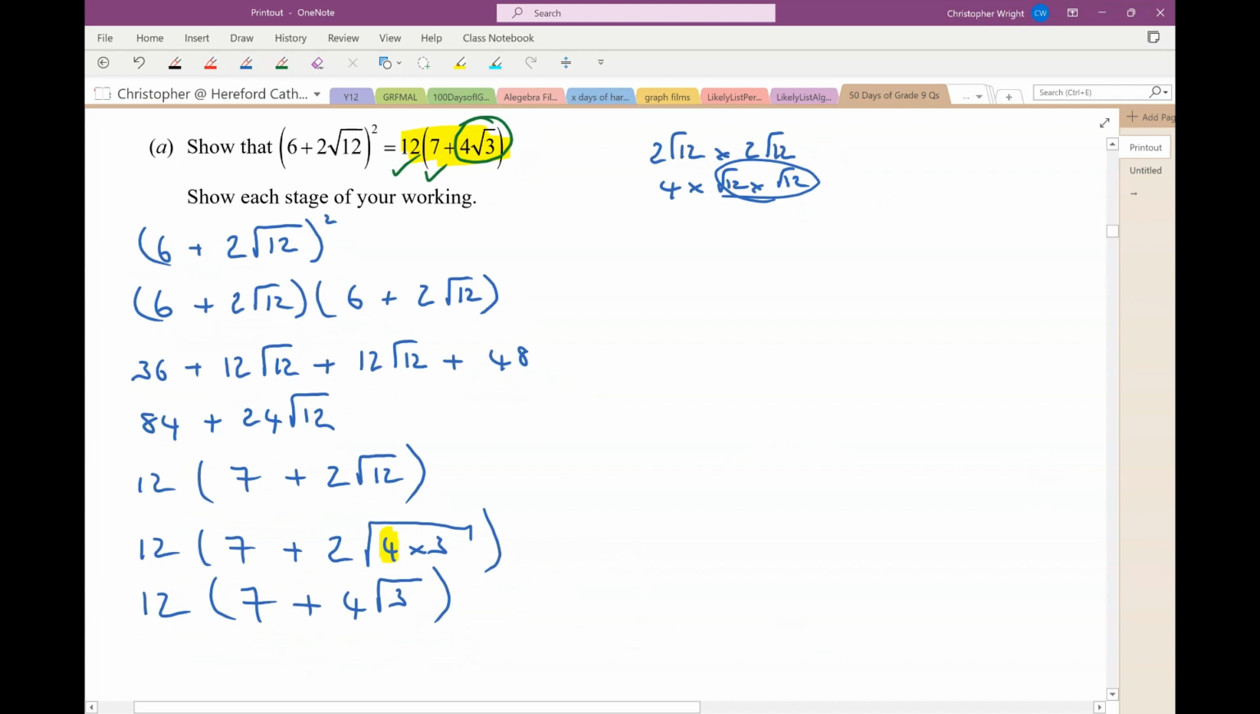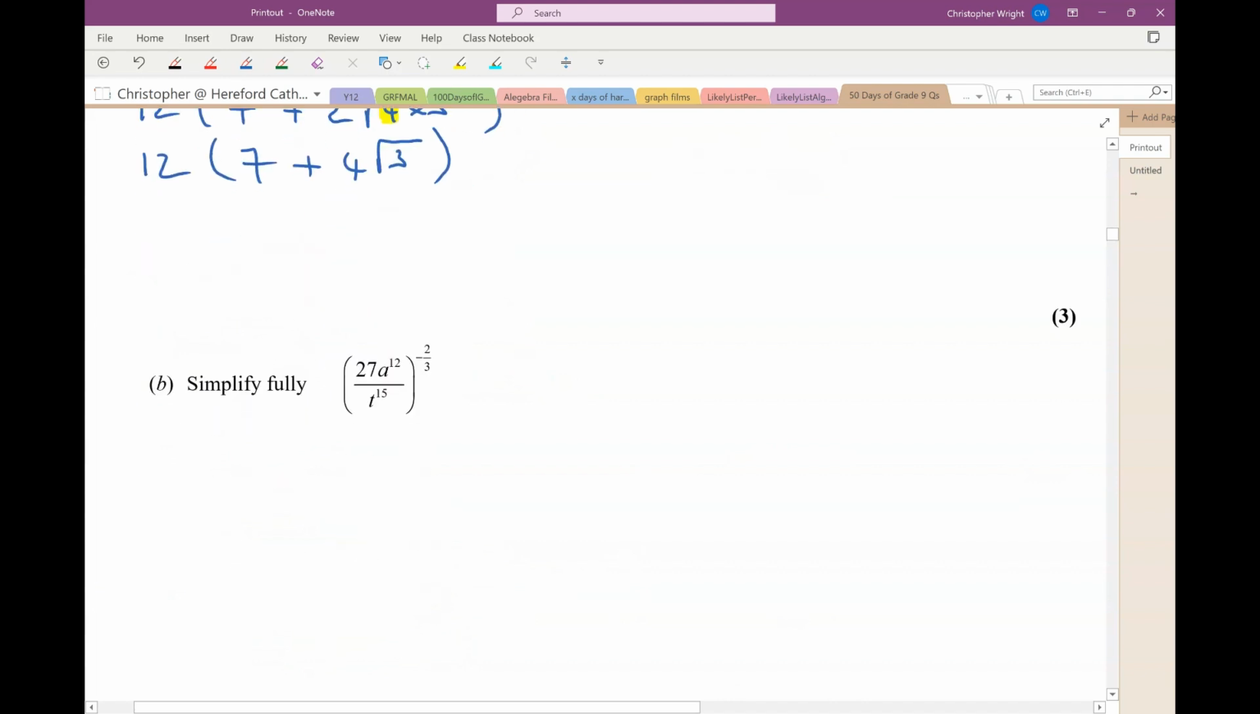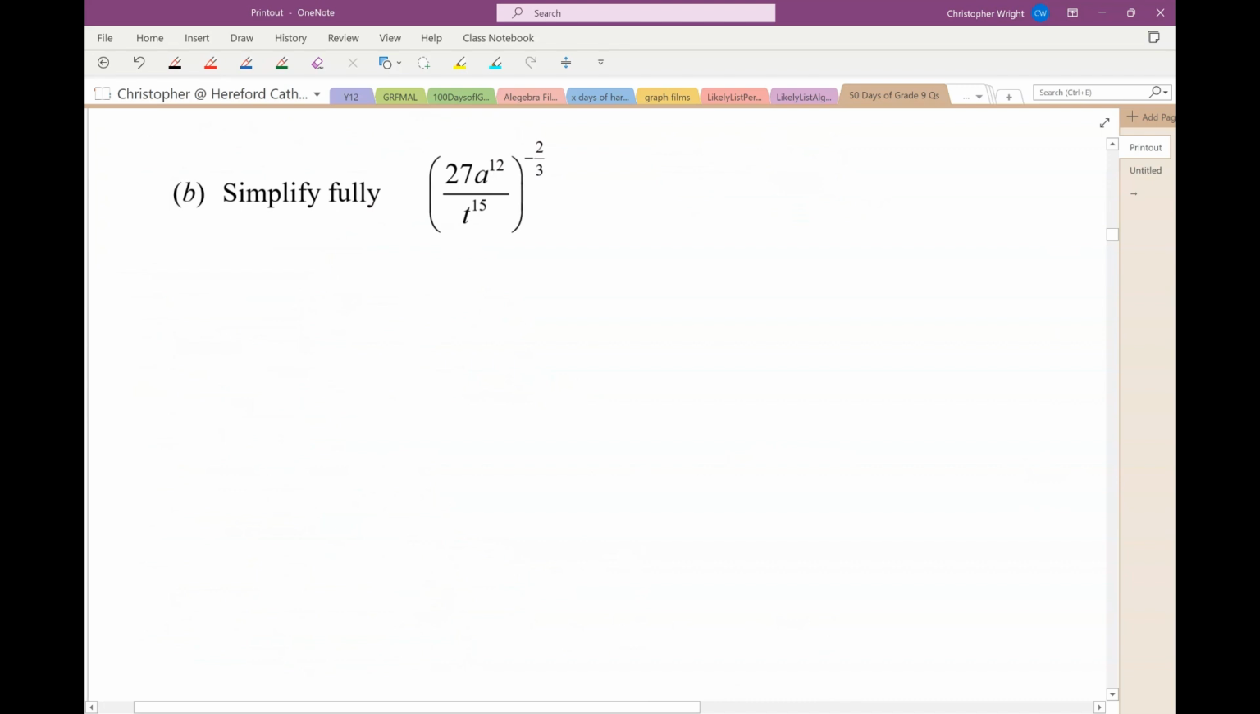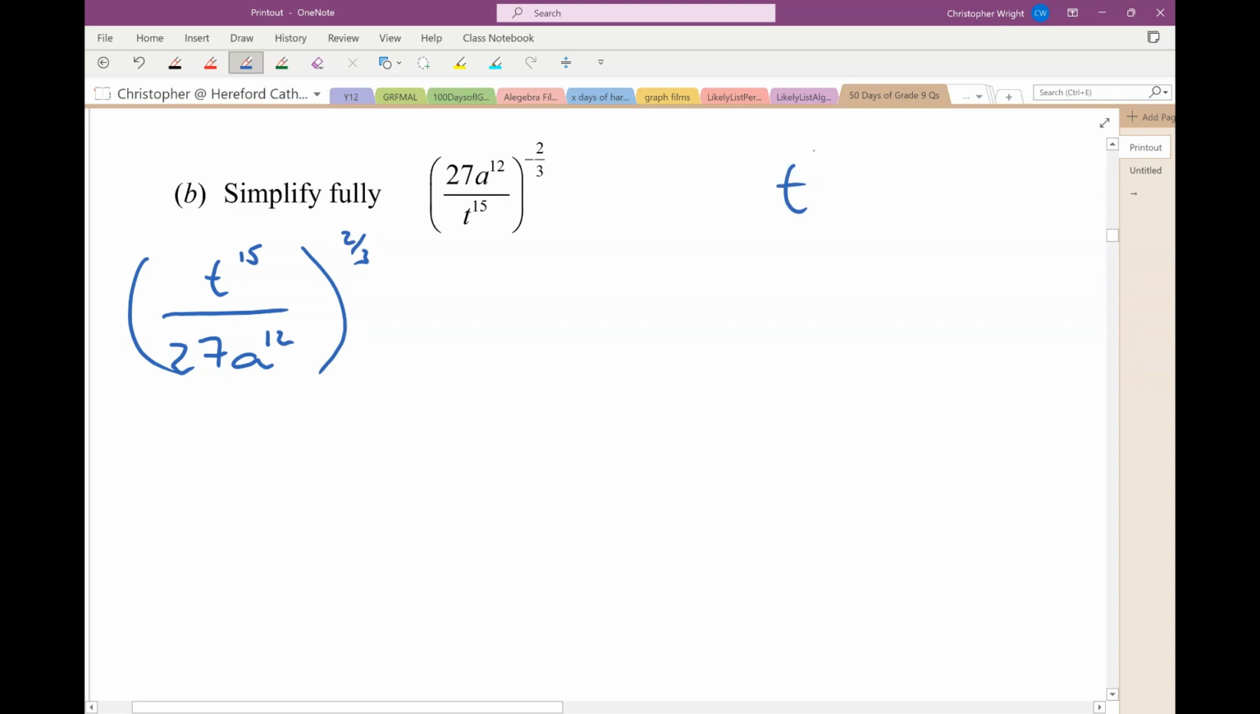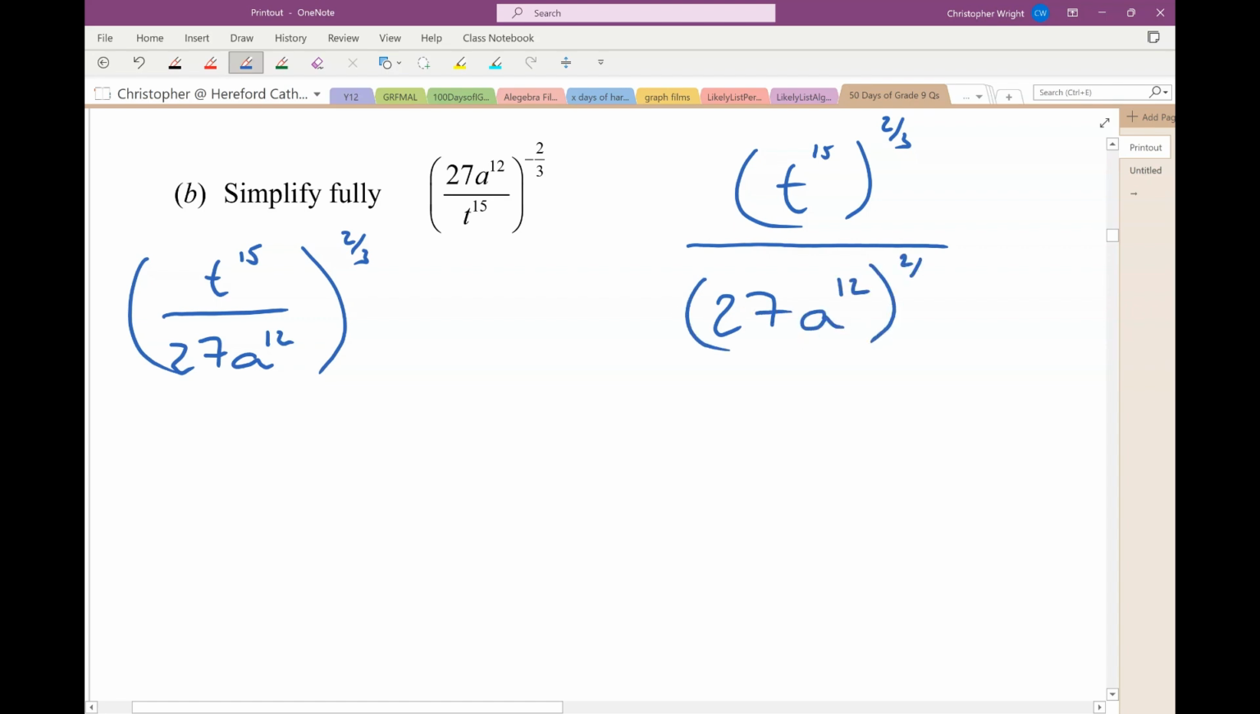Okay, let's have a look at part B. All right, I've got an algebraic fraction here, and the first thing I notice is it's to a negative power. So I'm going to write down the reciprocal of that fraction. I'm going to flip it over, and now that is to a positive power. Now I'm going to think about this as t to the 15 to the power of 2/3 over 27a to the 12 raised to the power of 2/3.